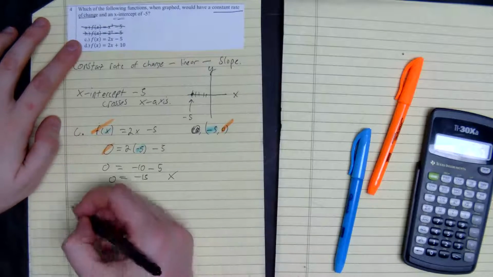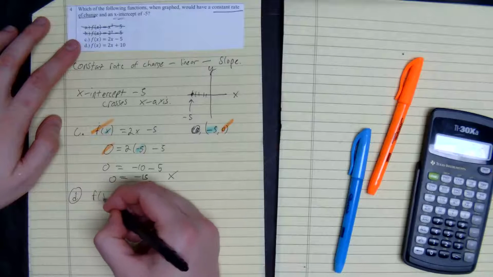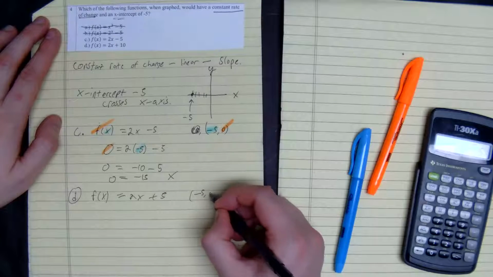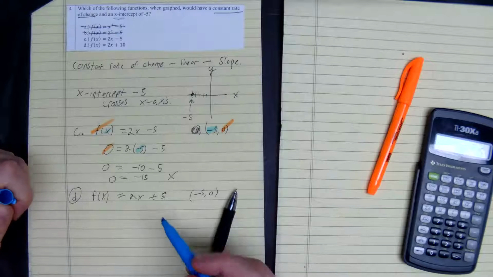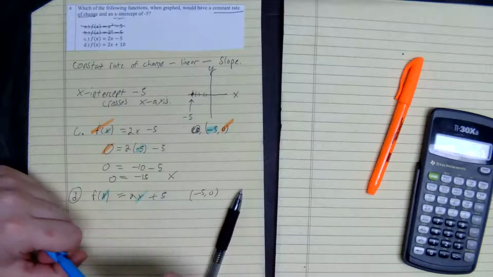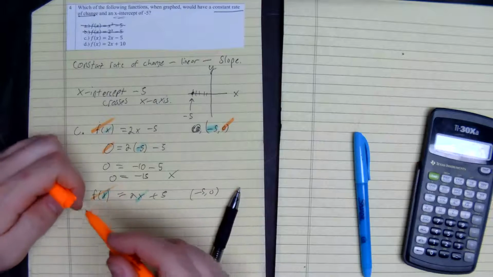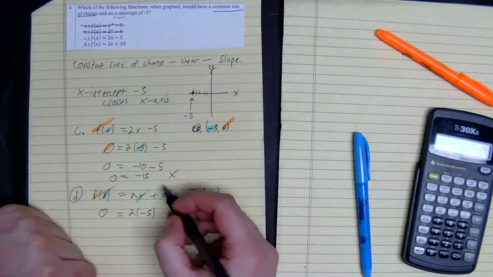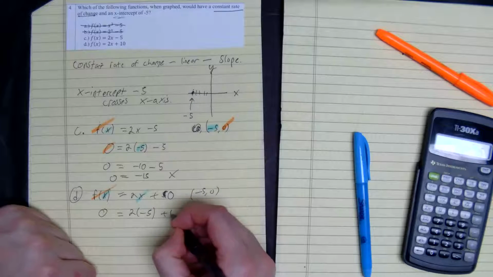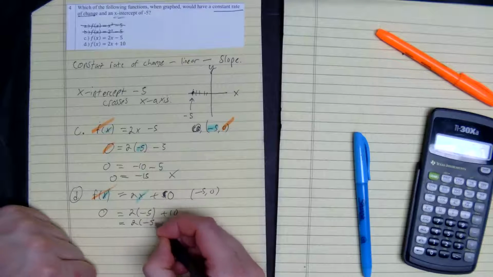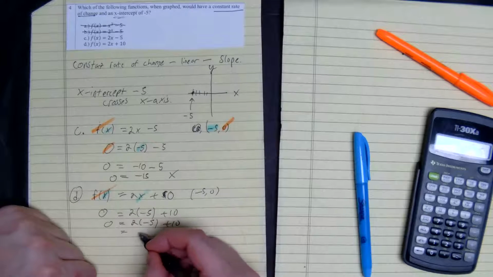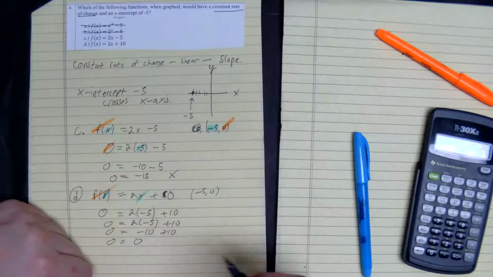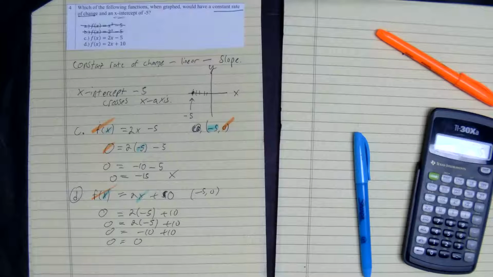So let's try D real quick. And we need it to be at -5, 0. So we plug in our x, -5, and our entire function should equal out to be a 0. Oh, it's a plus 10, oops. As you can see, both sides are equal, so you're good to go.